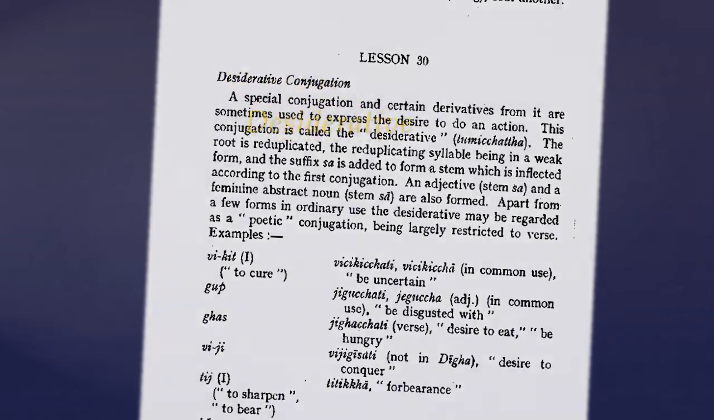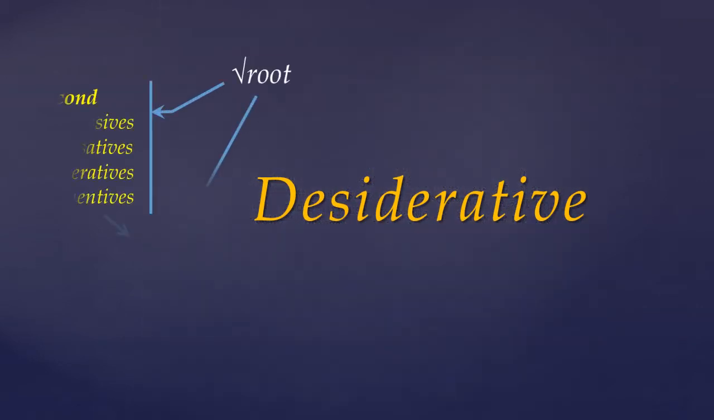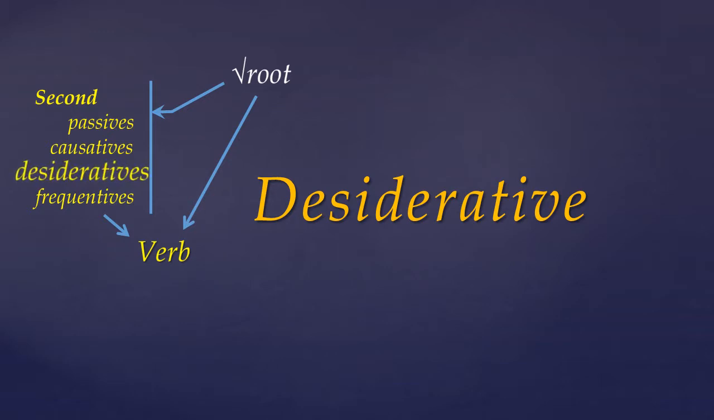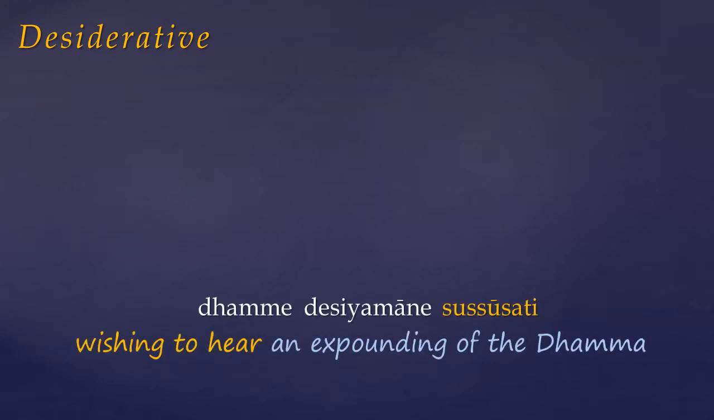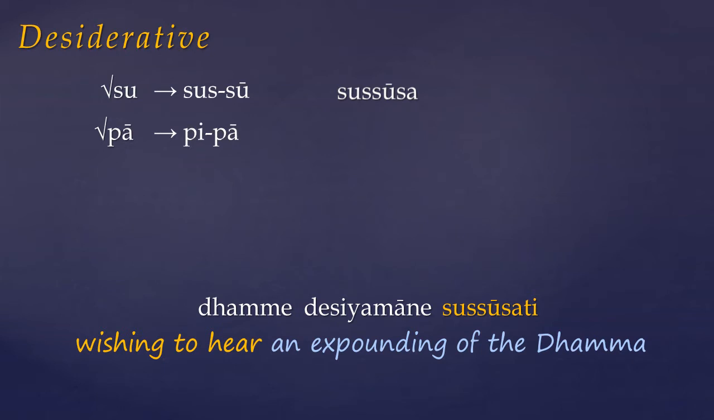We begin with the desiderative, which is a secondary verbal derivative like the frequentive of the last lesson. As the name suggests, the desiderative verb expresses a wanting or a desire to do something. In Pali, they are not extensively used. They can be recognised, similar to the frequentive that we looked at, by the duplication of the root syllable.